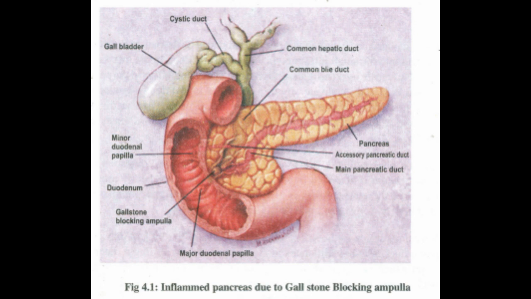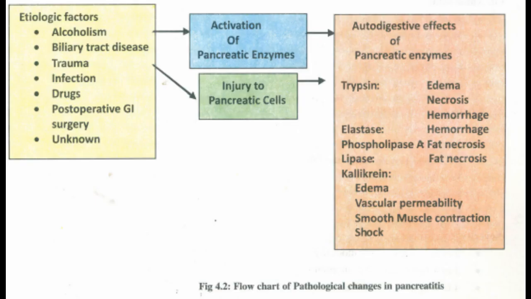Alcohol causes spasm of the sphincter of Oddi and leads to reflux of bile acids in pancreatic duct. Alcohol stimulates more acid production leading to decreased gastric pH, which in turn leads to release of hormone secretin by the intestine, ultimately stimulating pancreatic secretions. Thus pathological changes are because of premature activation of proteolytic and lipolytic pancreatic enzymes which are normally activated in the duodenum, which leads to autodigestion of pancreas. Fig 4.2, Flowchart of pathological changes in pancreatitis.